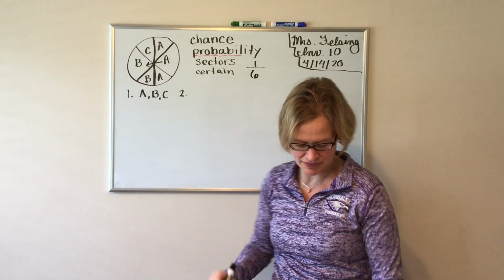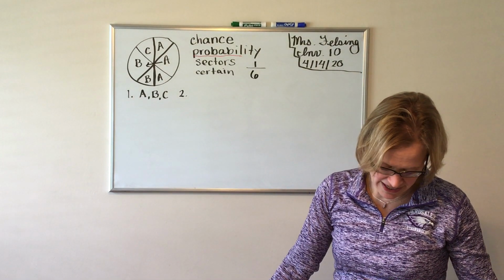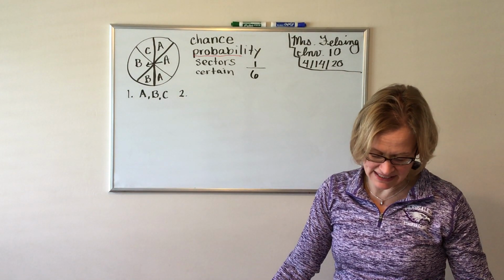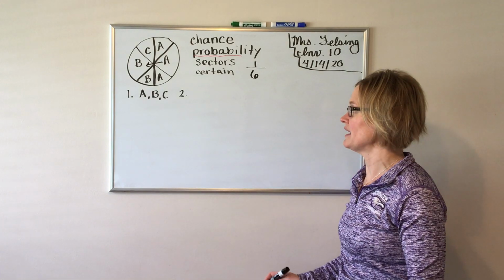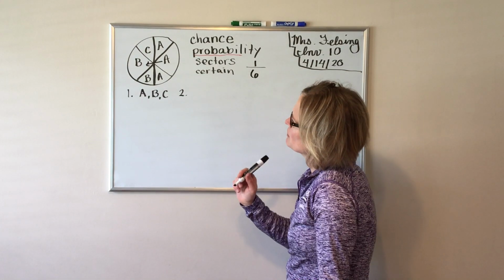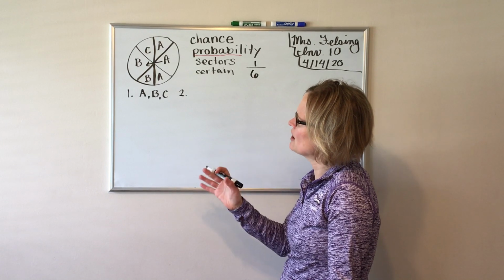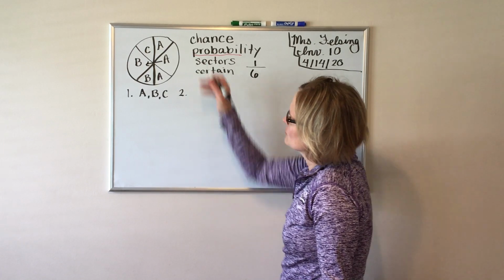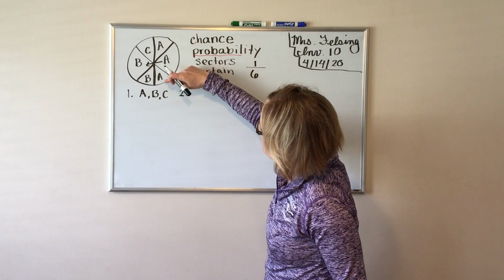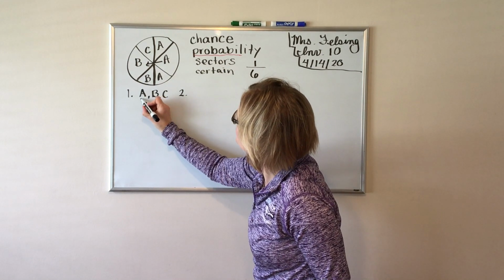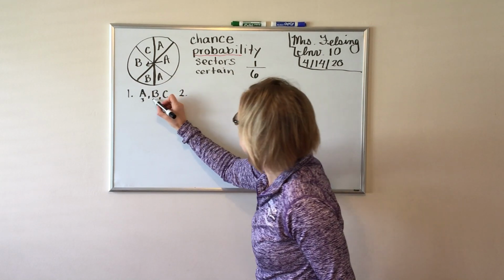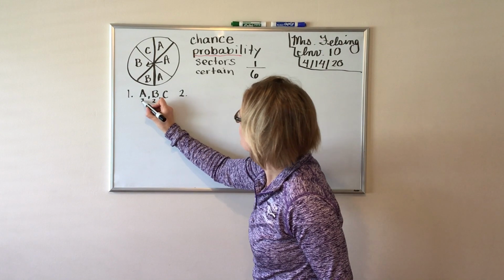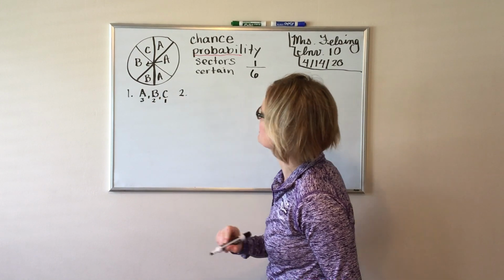Then we go here, number 2. On which letter is the arrow most likely to stop and why? Well, if we look over here at the letters, we need to count how many of each letter. If we look at A, we have 3 A's, I'm going to put a little 3 underneath here. We have 2 B's and then 1 C.